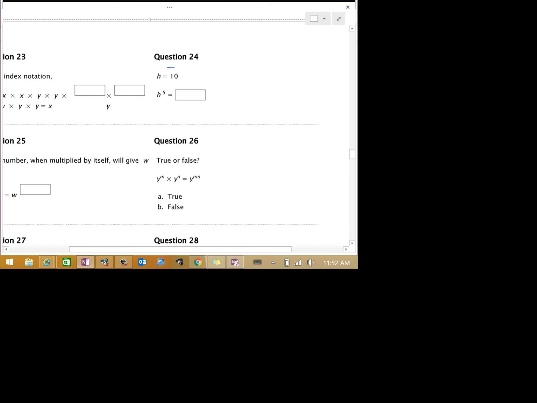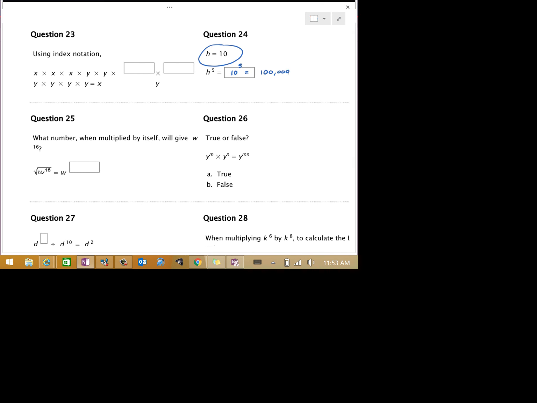Okay, so if h is equal to 10, what's h to the power of 5? Isn't that 10 to the power of 5? Which one? My answer was 100,000. Yes, 100,000 is correct.